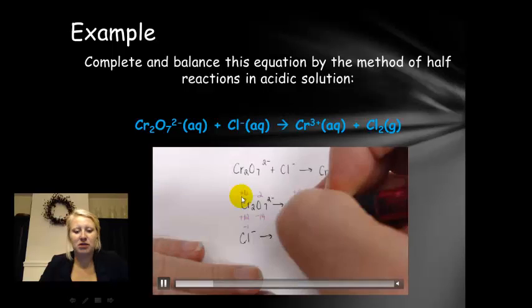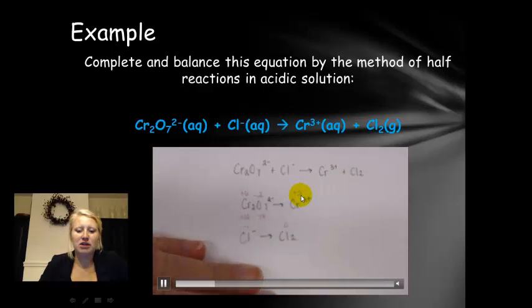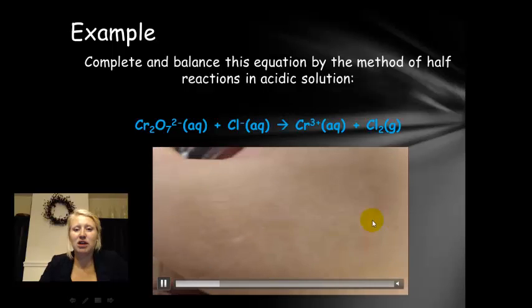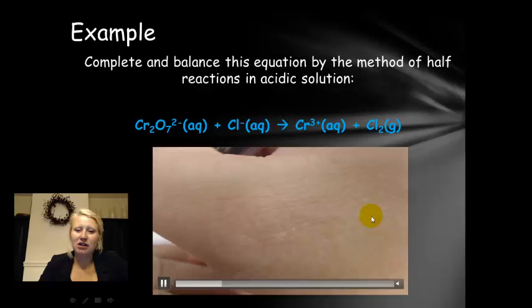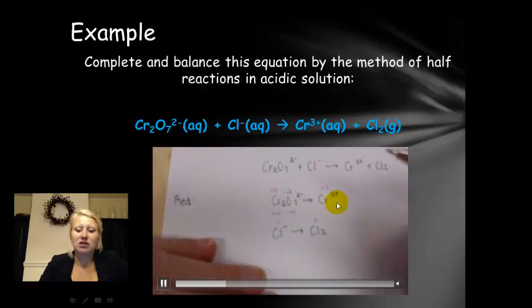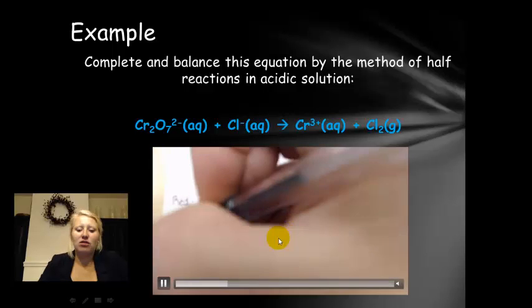So we are going to have dichromate goes to 2 chromium ions plus 7 waters. We need to add 14 H pluses.